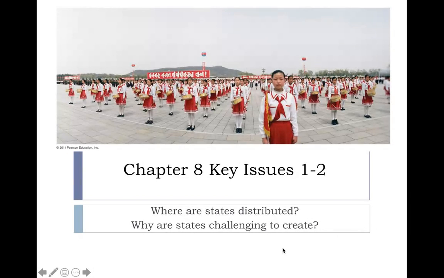We are looking at Chapter 8, Key Issues 1 and 2 today, getting into a little bit of our political geography. And we have two big questions when we look at Key Issues 1 and 2, and that is, where are states distributed and why are states challenging to create?